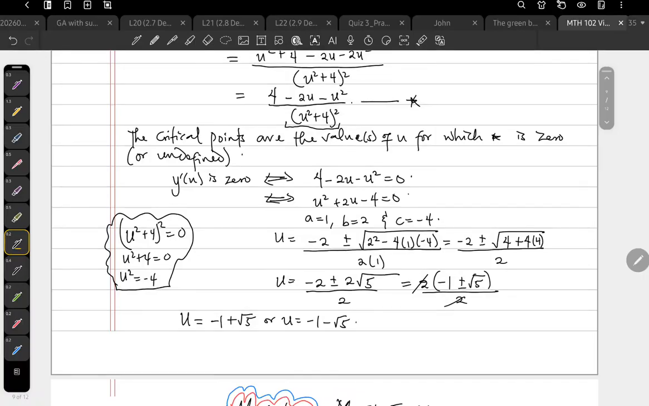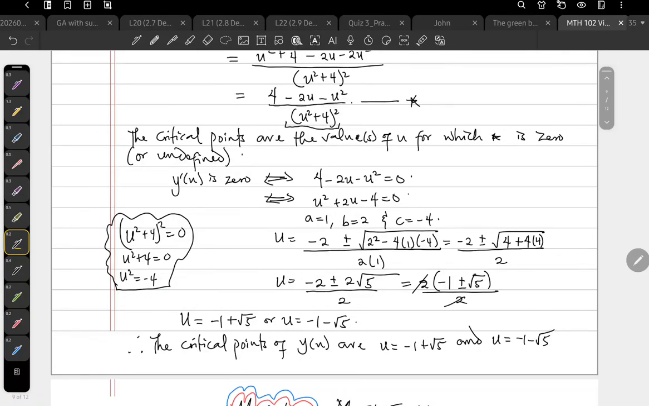So in this case, the only critical points of our y of u are u equals -1 plus square root of 5, and u equals -1 minus square root of 5. And that is all I have for this particular video.